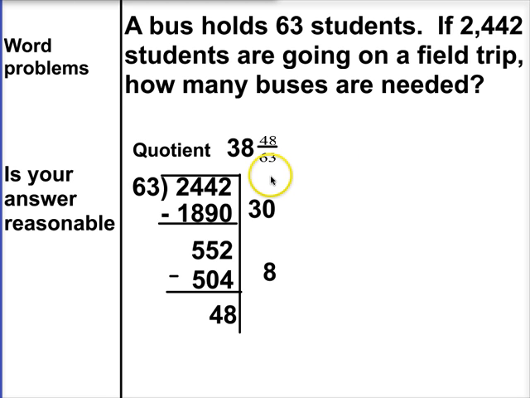So would we need 38 buses, or would we need 39 buses, or are we going to leave 48 people behind? Well, no, we're not going to leave 48 people behind if you're going on a field trip. So you would need 39 buses. Leaving 38 and 48 63rds would not be a reasonable answer, because you cannot have just a portion of a bus. So your answer to this would be 39 buses.